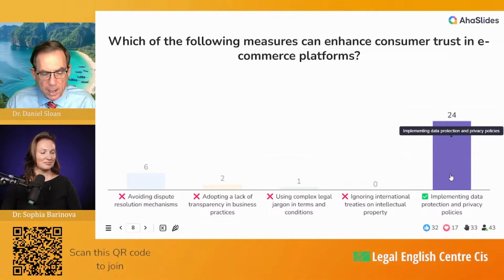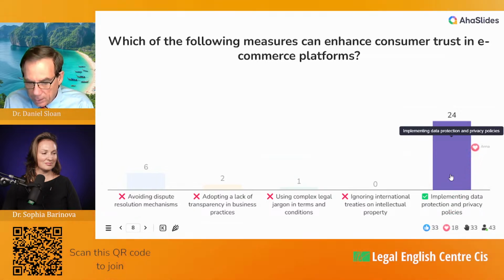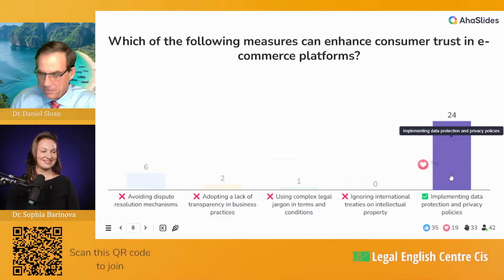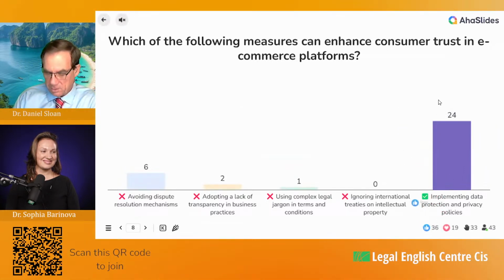Okay. Implementing data protection and privacy policies. Okay, we want to have dispute resolution mechanisms, if you remember. Adopting a lack of transparency? No, we want transparency so that people feel confident and comfortable with what they're using. Using complex legal jargon? No, we want to try to simplify that so there's an understanding, a meeting of the minds. And ignoring international treaties? Well, that's not a good idea either. So the last one was the correct answer.